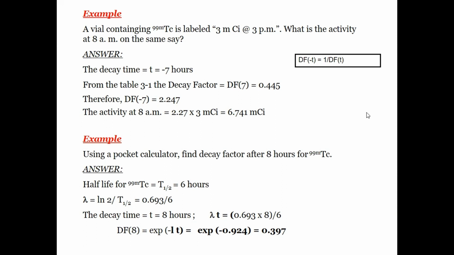Now we do one more example to find the decay factor after 8 hours for technetium using a pocket calculator ourselves. The half-life for technetium is 6 hours, so natural log of 2 divided by 6 hours will give us lambda. The total decay time is 8 hours, then lambda times t is this much, and the answer for the decay factor is 0.397.